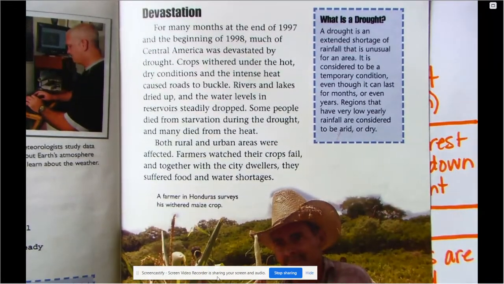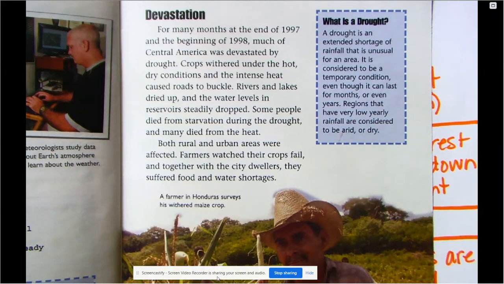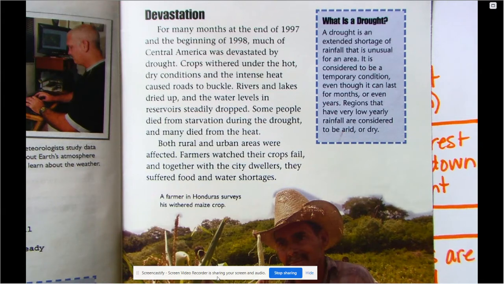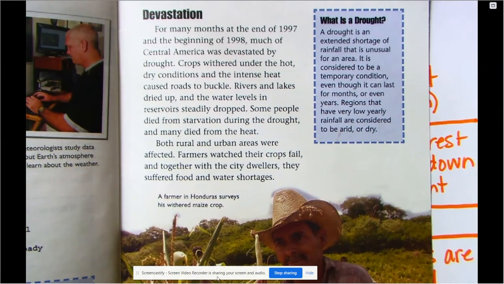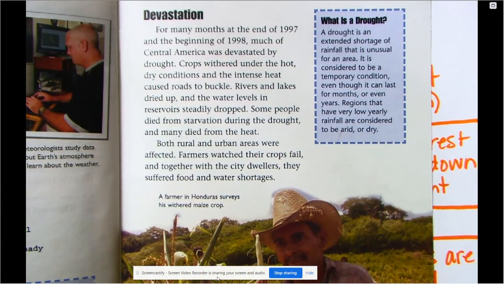Devastation. For many months at the end of 1997 and the beginning of 1998, much of Central America was devastated by drought. Crops withered under the hot, dry conditions, and the intense heat caused roads to buckle. Rivers and lakes dried up, and the water levels in reservoirs steadily dropped. Some people died from starvation during the drought, and many died from the heat. Both rural and urban areas were affected. Rural means the country, and urban is like the city. Farmers watched their crops fail, and together with the city dwellers, they suffered food and water shortages.